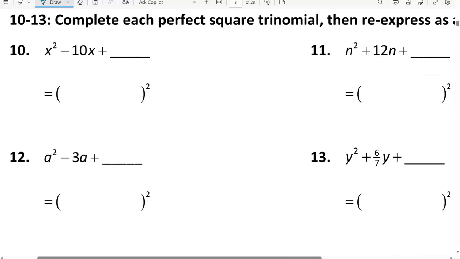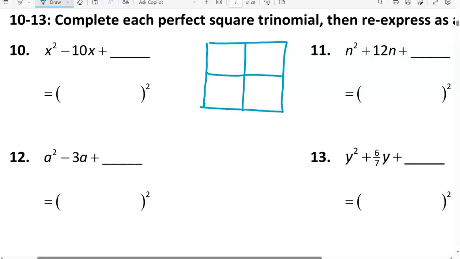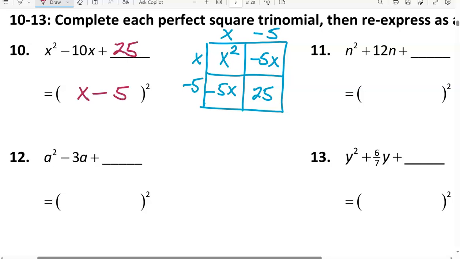In 10 through 13, we're practicing completing the square, so I'm going to draw a picture. The first two terms in our trinomial are x squared minus 10x, and so the 10x will be divided into two equal pieces to represent the inner and the outer products. And x squared is x times x. That makes the other term in each binomial minus 5. And then completing the square, plus 25. So x squared minus 10x plus 25 completes the square, and that factors into x minus 5 squared.